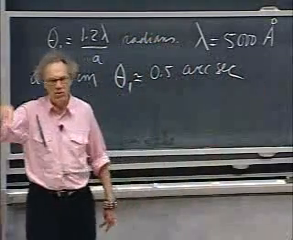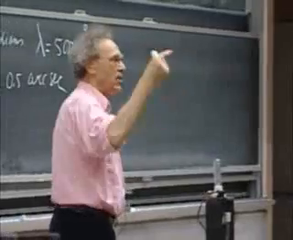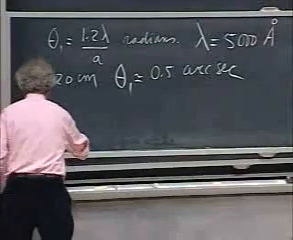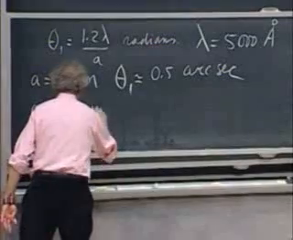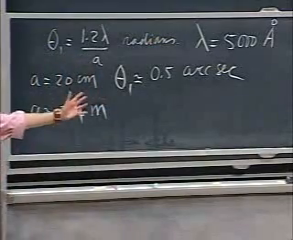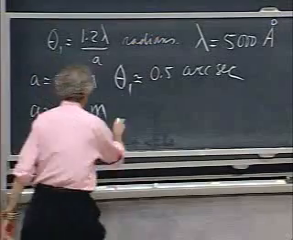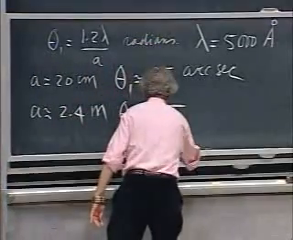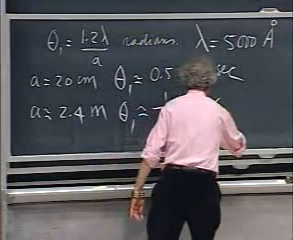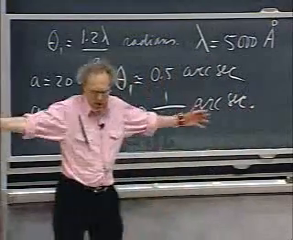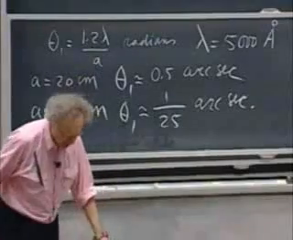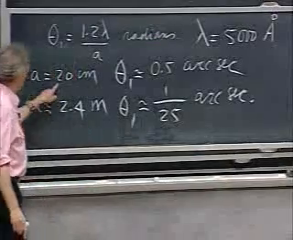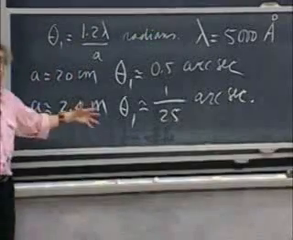An arc minute is 1/60th of an arc degree, and an arc second is 60 times lower than that. And so if A were 2.4 meters, a 2.4 meter telescope, that's a real biggie, then theta 1 would be approximately 1/25th of an arc second. So the larger you make your telescope, the better angular resolution you would have. This angular resolution is 12 times better than this one, because A is 12 times larger.